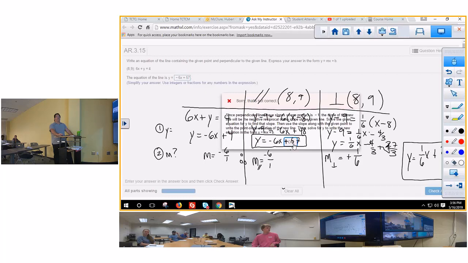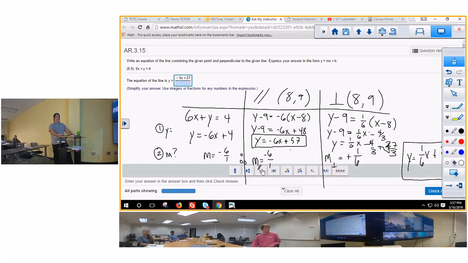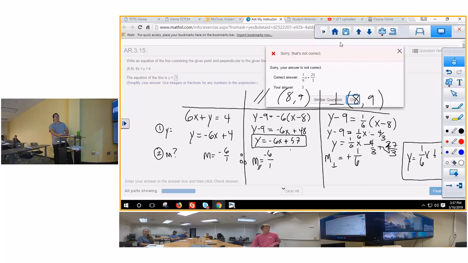Negative 6x, what'd I say, plus 57? Okay, that means I'm not typing it in right. Oh, it wants perpendicular. Okay, 1/6. Let me just go 1/6. So I got to type in 3. Final. There we go. What's the answer? 1/6 plus 23/3. There we go. How we feel on that one? Much better. Thank you.